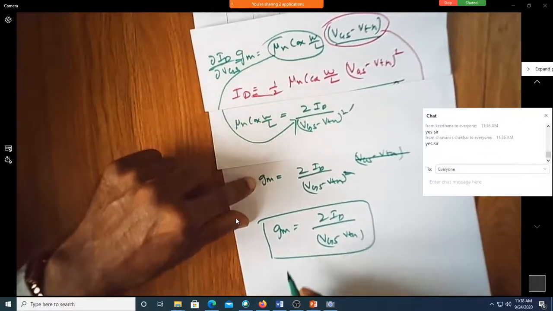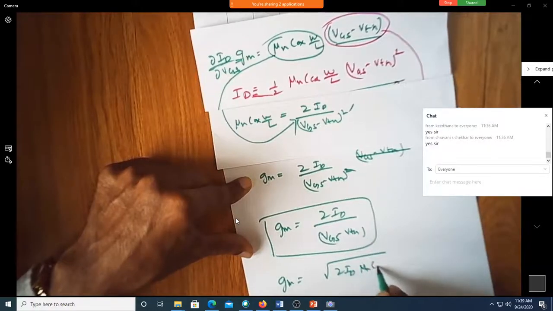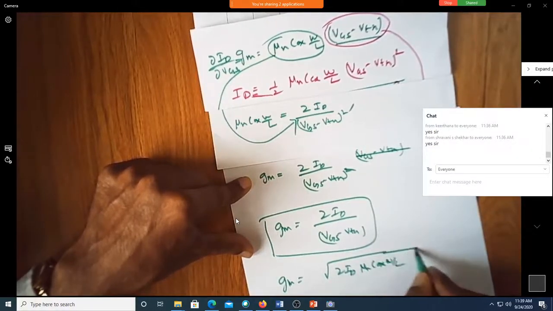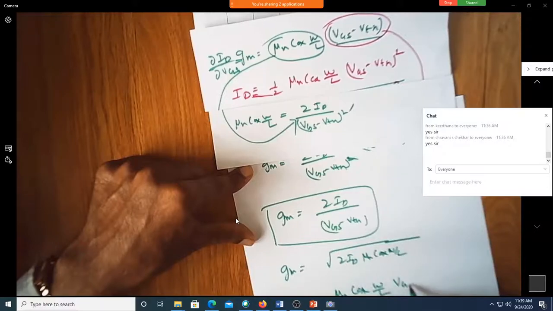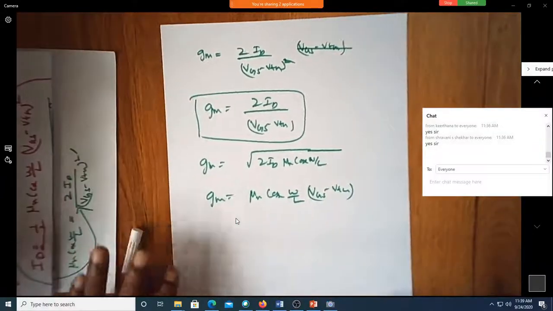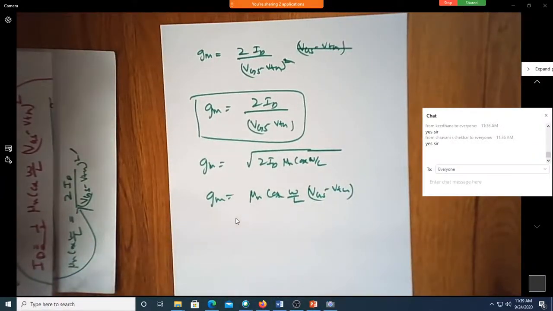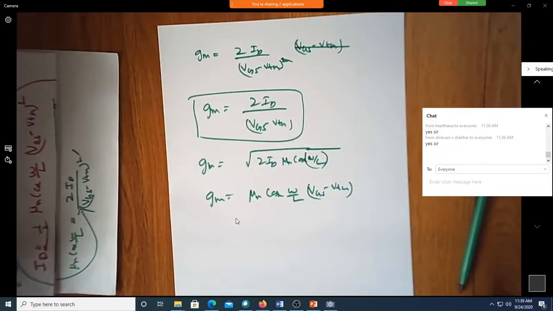This is one expression. The other expression was root of 2 ID mu n Cox W by L. The original expression was mu n Cox W by L times VGS minus VTH. These are the three possible equations that you can use, depending on what is available while solving the problems. These are three different equations you will be using to estimate the value of GM depending on what is available.